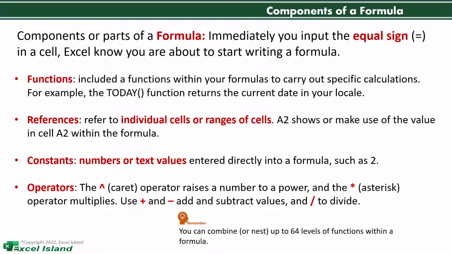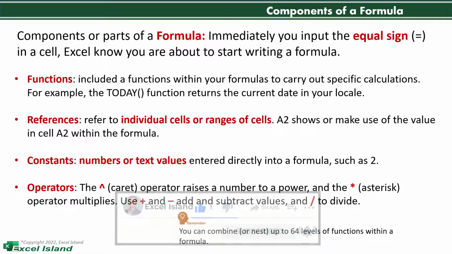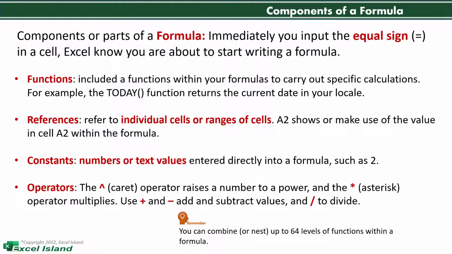A reference refers to an individual cell or range of cells, like A2 makes use of the value in cell A2 within your formula. Constants are numbers or text values entered directly into a formula, such as 2 or a text. Operators like the caret operator raise a number to a power, and the asterisk operator multiplies. You use the plus and the minus to add and subtract values, and the slash to divide in Excel. Remember, you can combine or nest up to 64 levels of function within a formula.